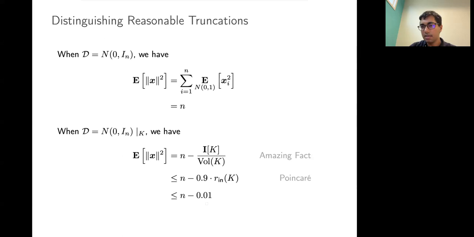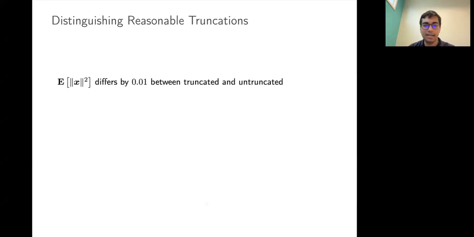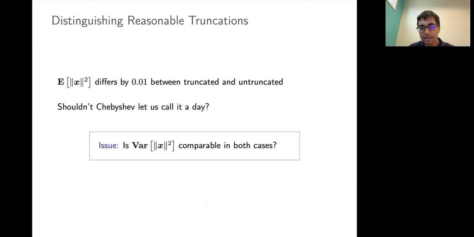So this really simple test of estimating the squared length of samples differs by a constant in these two settings. And so let's use this, right? This statistic differs by 0.01 between the truncated and untruncated settings. And so Chebyshev's inequality, your Markov-Chebyshev, should let us call it a day, right? Just estimate this statistic to constant accuracy and you're done. But there's a slight issue over here, which is that in order to use Chebyshev's inequality, you need the variance of this statistic to be the same in both the truncated and untruncated settings, right?